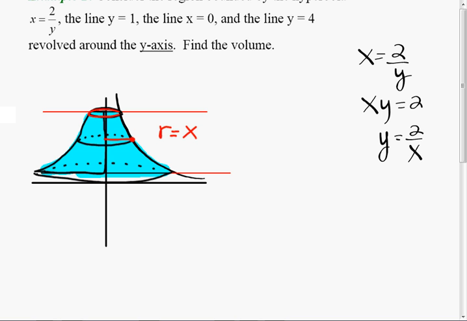Okay, Zach, what's the thickness here? The delta x or delta y? Which axis does it hit? This distance is the change in what? Y. You see that? Okay, Jack, what's my formula going to be?